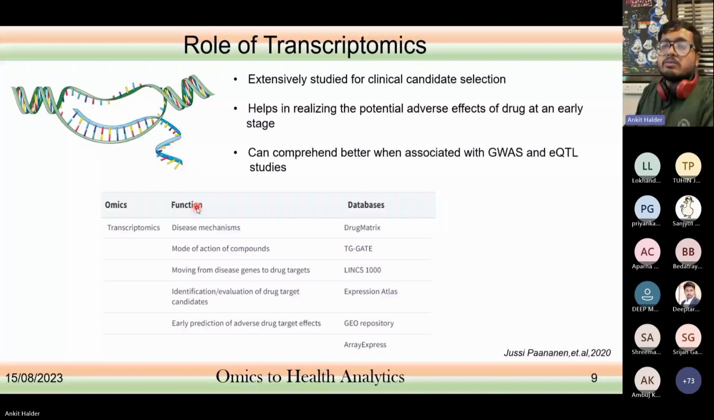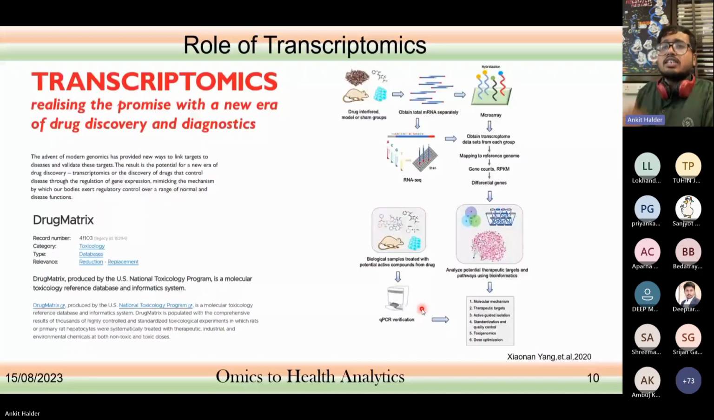So transcriptomics helps us to get the disease mechanism and mode of action of the compounds, moving from disease genes, and this is very important for the early prediction of adverse drug effects. So GEO repository, ArrayExpress and Expression Atlas are all those databases from where you can use the transcriptomics data, and there are numerous studies where you would find cells treated with a particular drug and how it is affecting changes, so you can analyze your data and already retrieve those results before you move on to designing your studies.